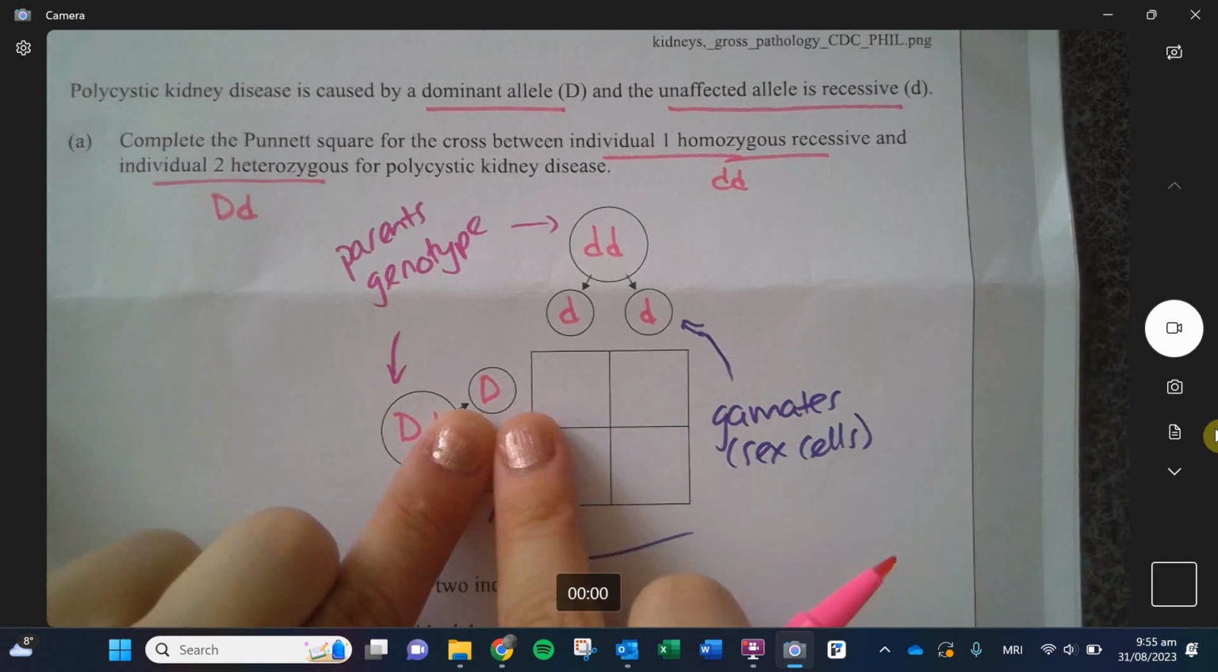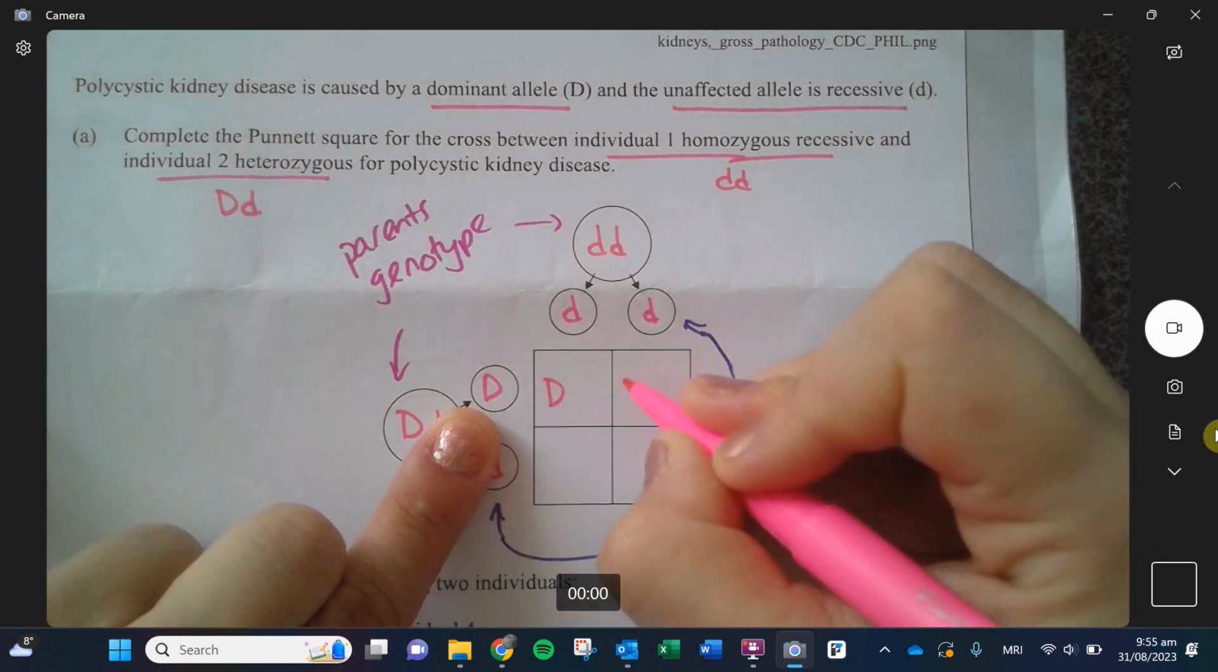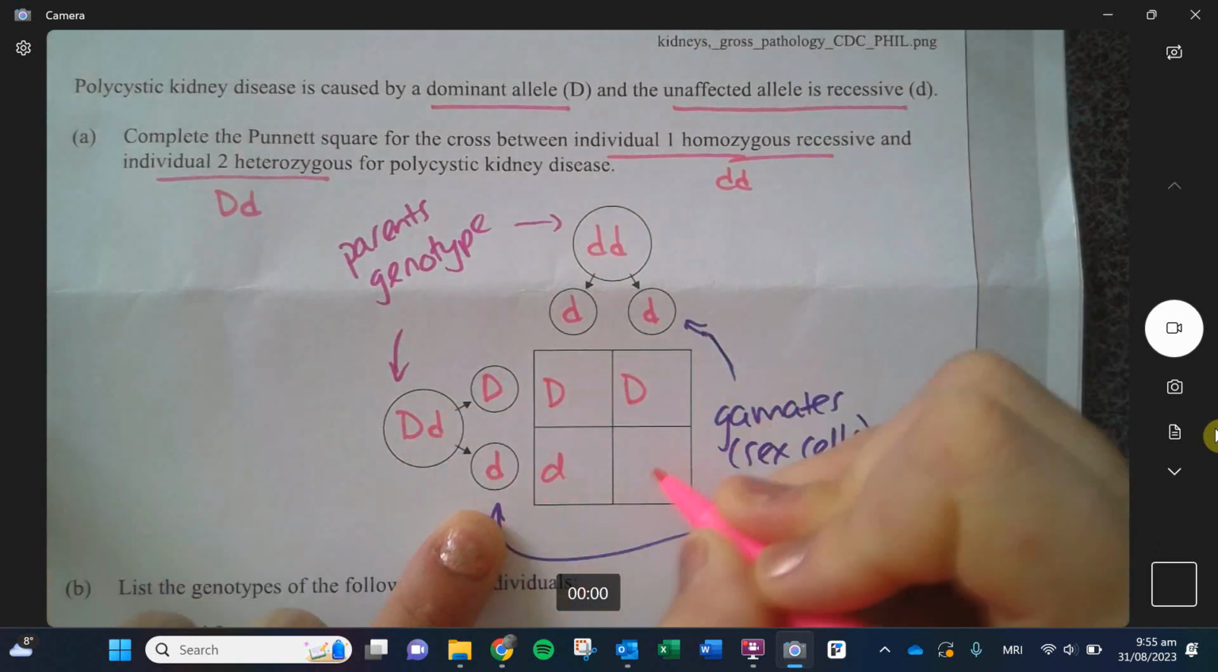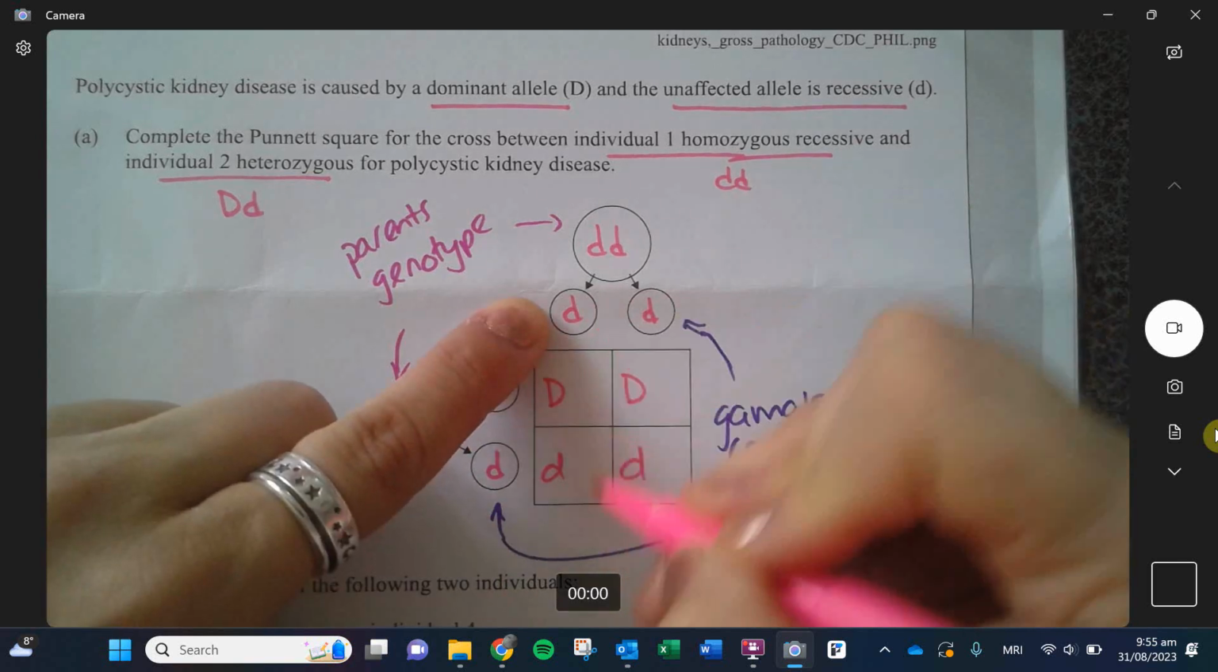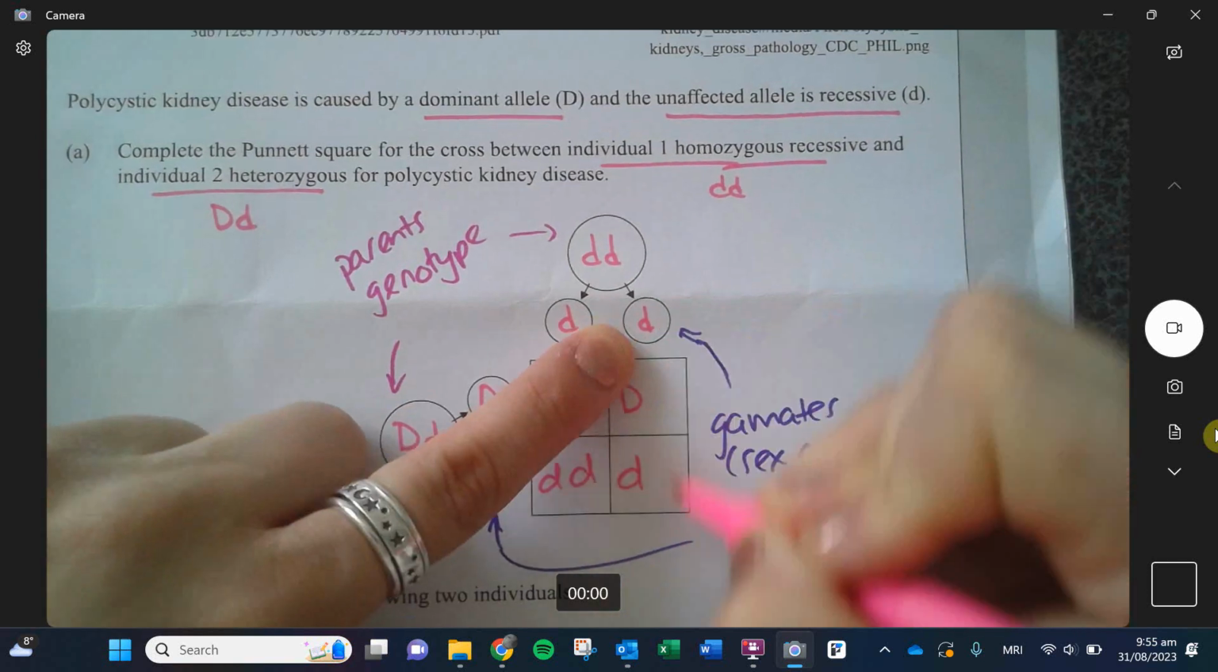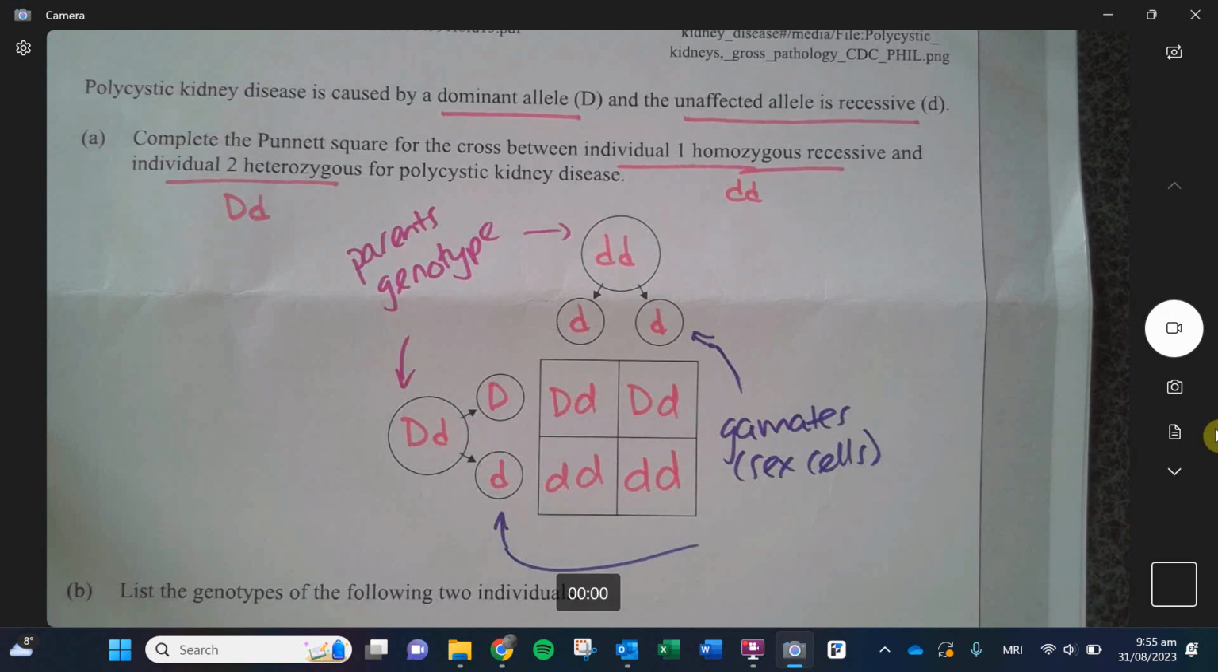All right, so I'm going to pull the capital D across, the lower D across, the lower D down, and then this little d down. Cool? I didn't do that too fast, right? Okay. Cool. All right, keep going.